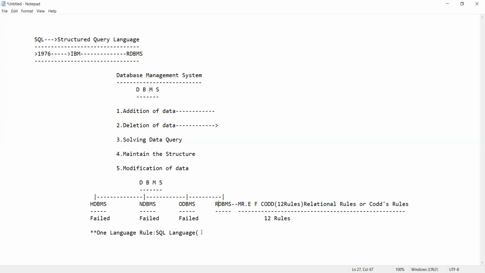Now, this SQL language was developed by IBM in the year 1956. The next one: when you talk about the SQL language commands.